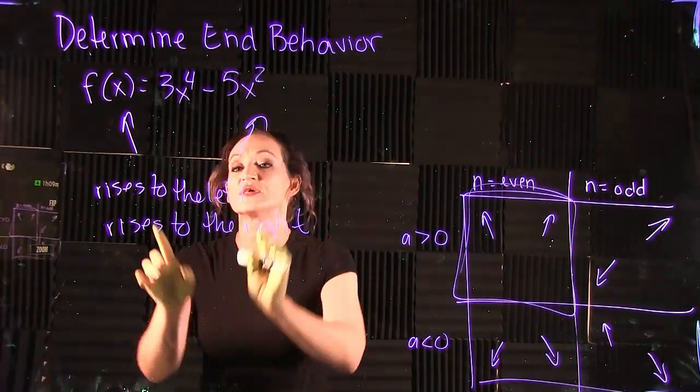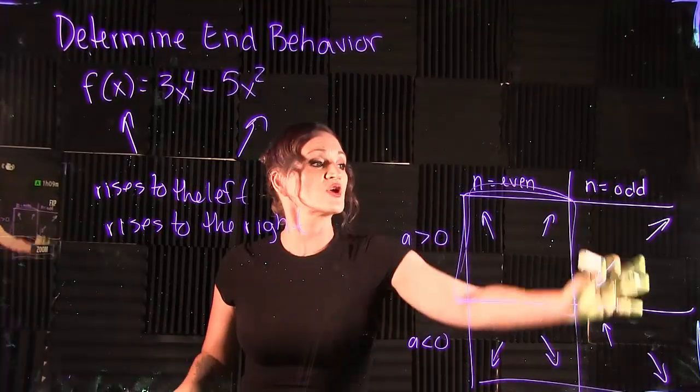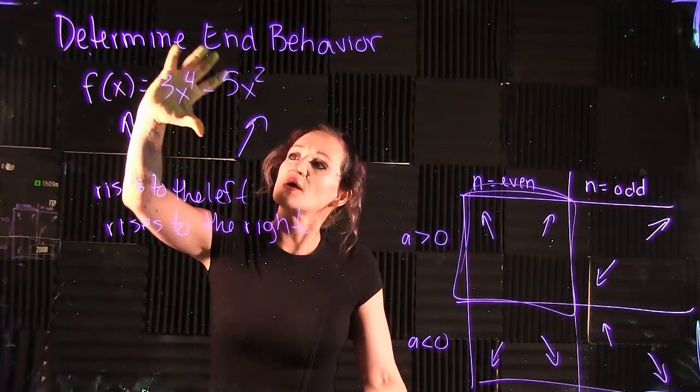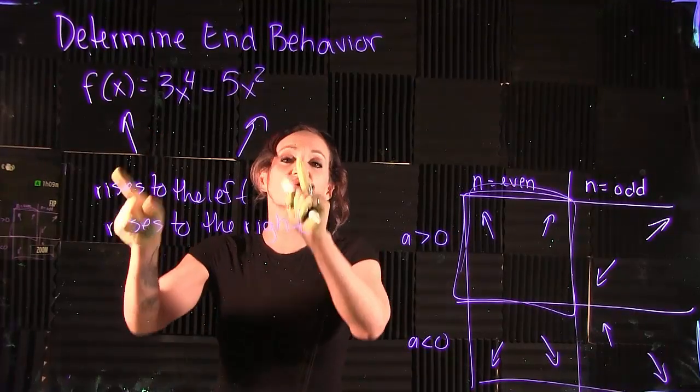If it was negative and even, it would be shooting downward on either side. So you can follow just this little chart here, compare it to your equation here, and it'll tell you every time what your graph is doing on either end.